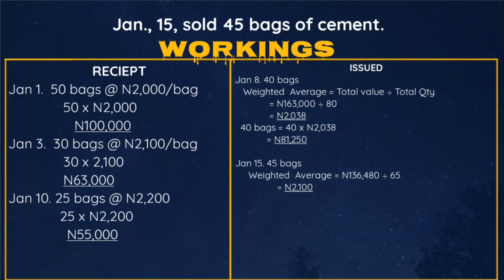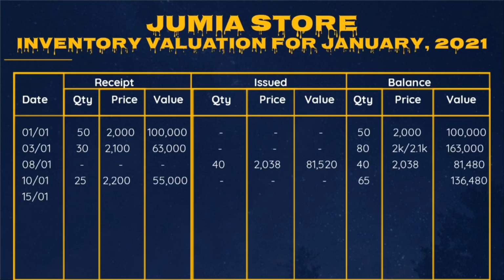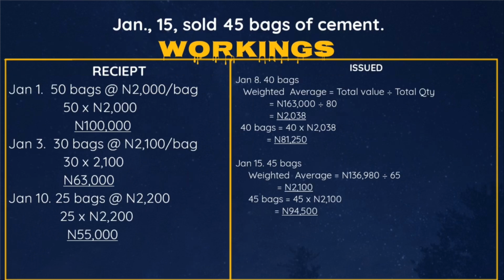So now they want to supply 45 bags. 45 bags of cement will now be 45 times 2,100. If we multiply 45 times 2,100, that will give us 94,500. So now let's go back to our inventory account. The date, January 15, that is 1501. Under the receipt, we don't have information, so that is going to be dash. So under the issue, what is the quantity? Our quantity is 45 bags. What is the unit price?